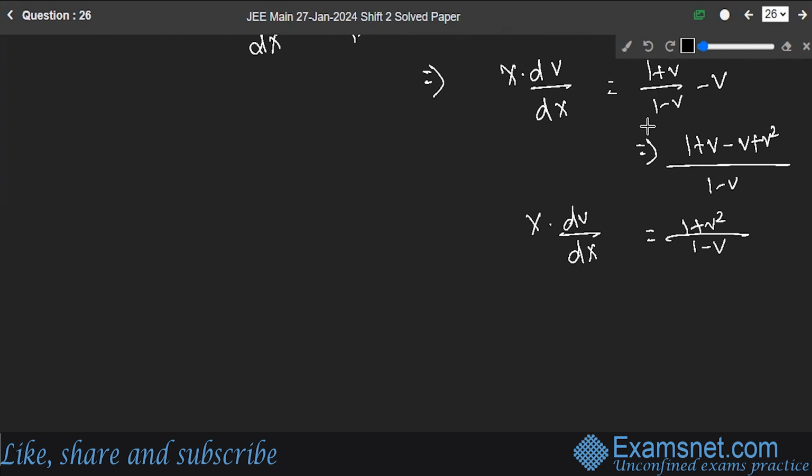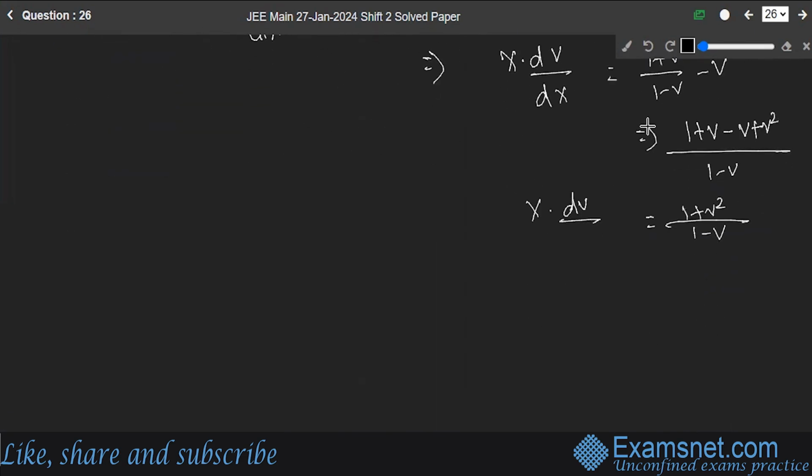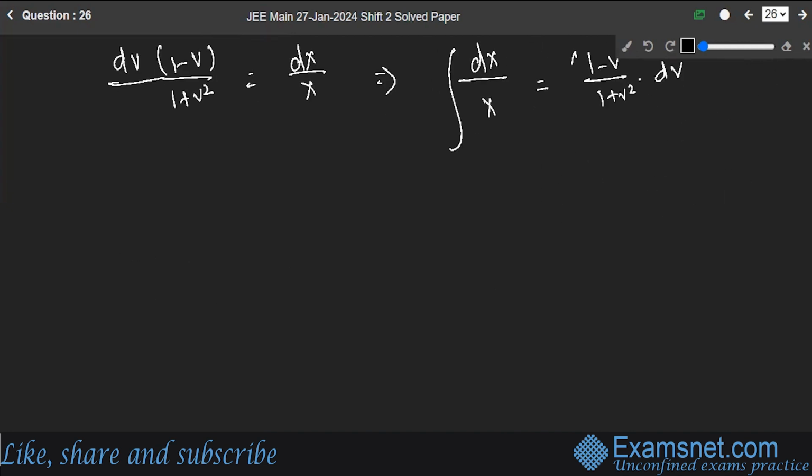Let's do integration on both sides. First of all, let's take v over here. This is dx. So this will be dv into (1 minus v) upon (1 plus v square) is equal to this. Or dx upon x is equal to (1 minus v) upon (1 plus v square) into dv. Let's integrate both the sides now.